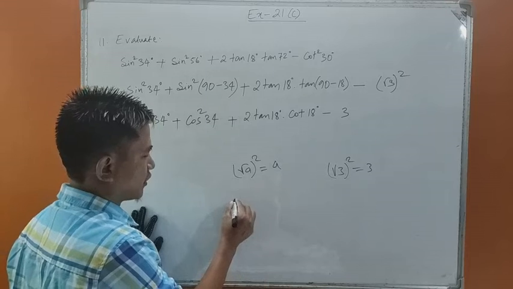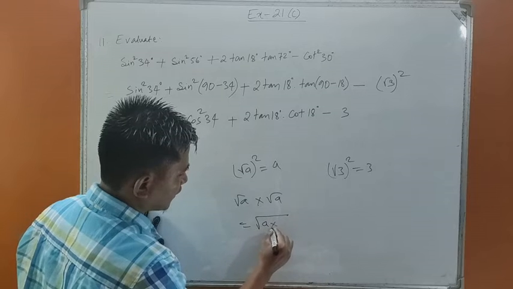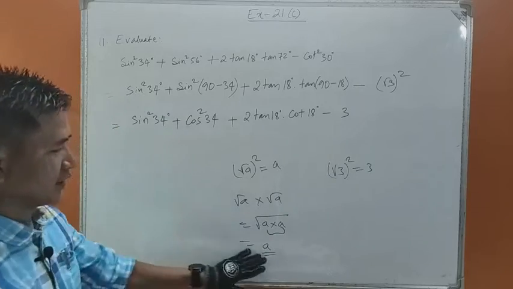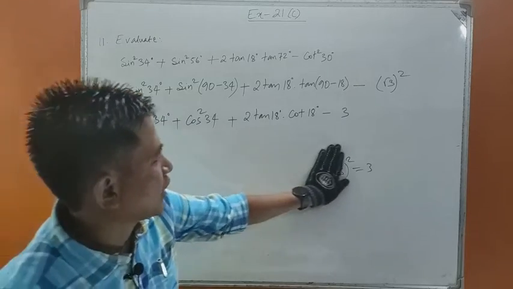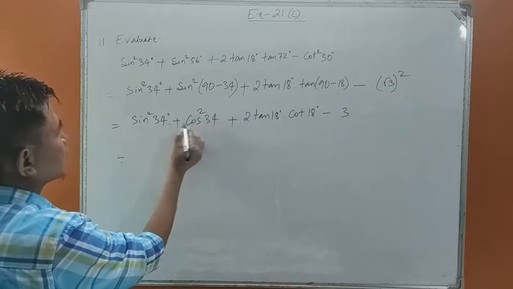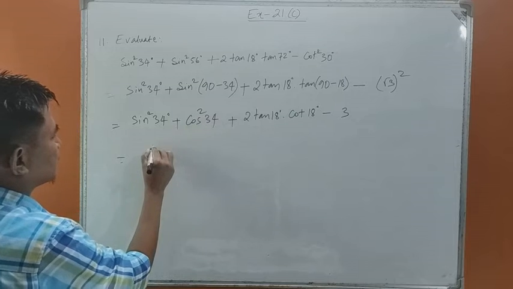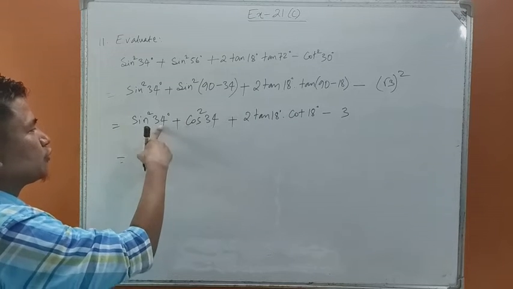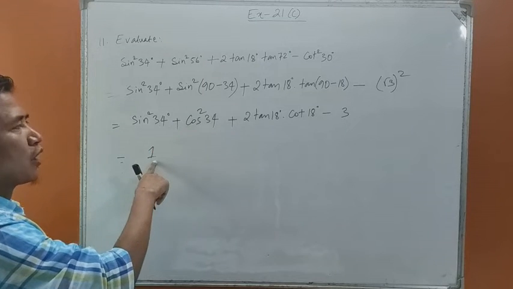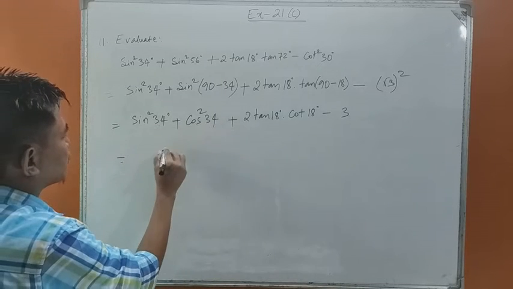How does it become so? Root a into root a means root under a into a, so we can make the pair and take out from the root, that is a. This is how we multiply root numbers. Here we have sin square 34 degree plus cos square 34 degree. The angles are the same, 34 and 34, so sin square theta plus cos square theta means 1. The angles should be the same. If the angle here were different from 34, this would not give us 1. Then only we can write 1. So sin square 34 plus cos square 34 is 1.